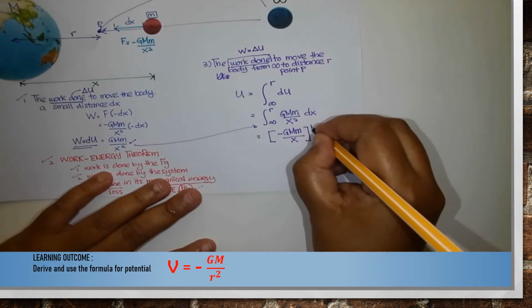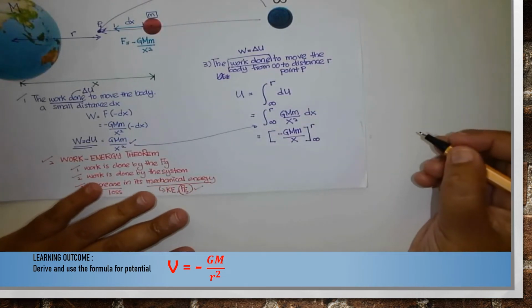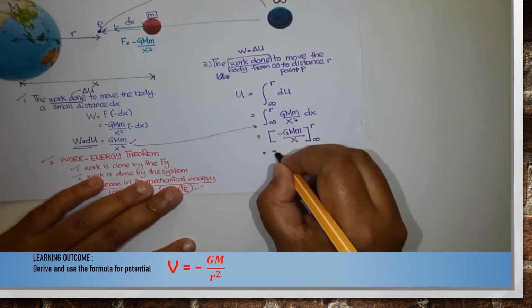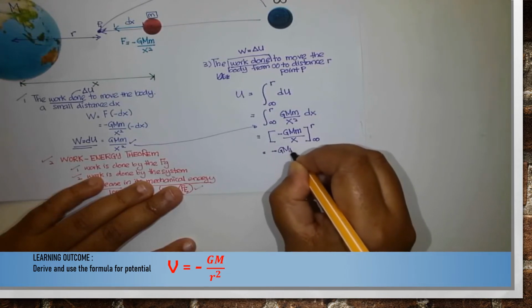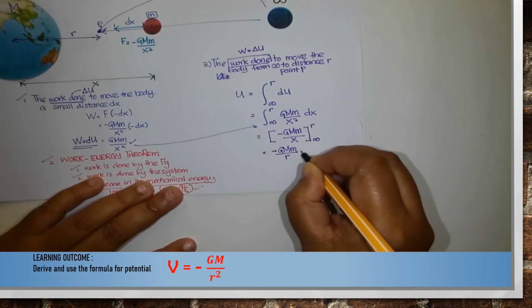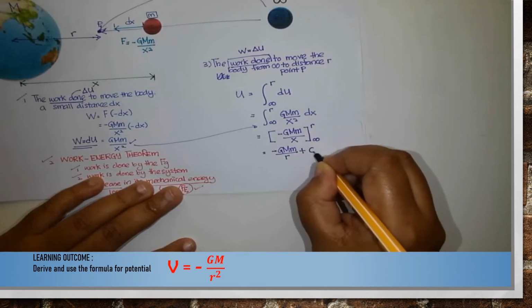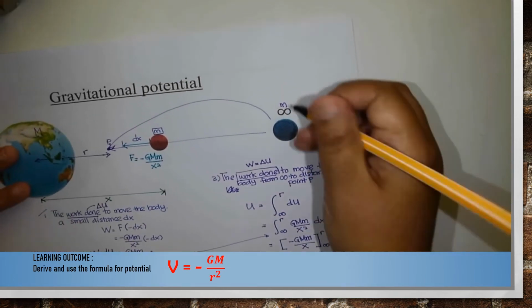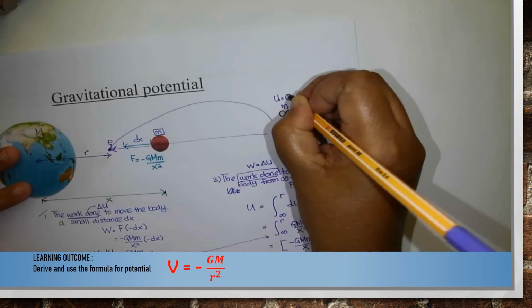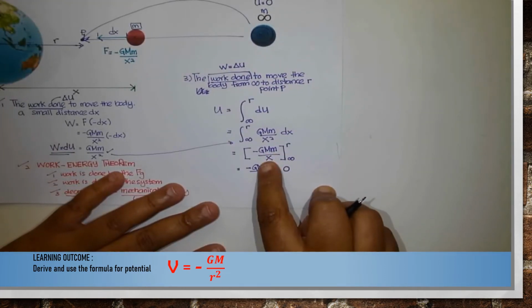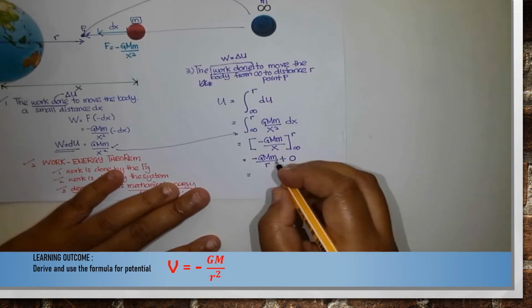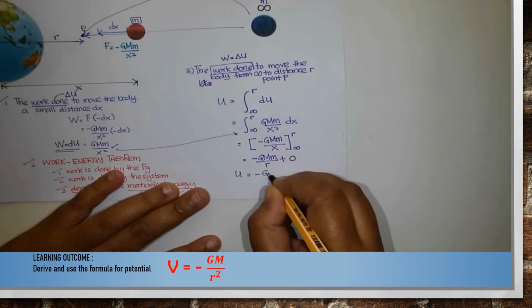Okay, r is infinite. So when I substitute this infinite r inside here, I will get negative GMm over r, which with infinity is 0. Now, why is U at infinity 0? Because U at infinity is always 0. So when I substitute GMm over x, where x is infinite, I will get 0. So my answer is U is equal to negative GMm over r.